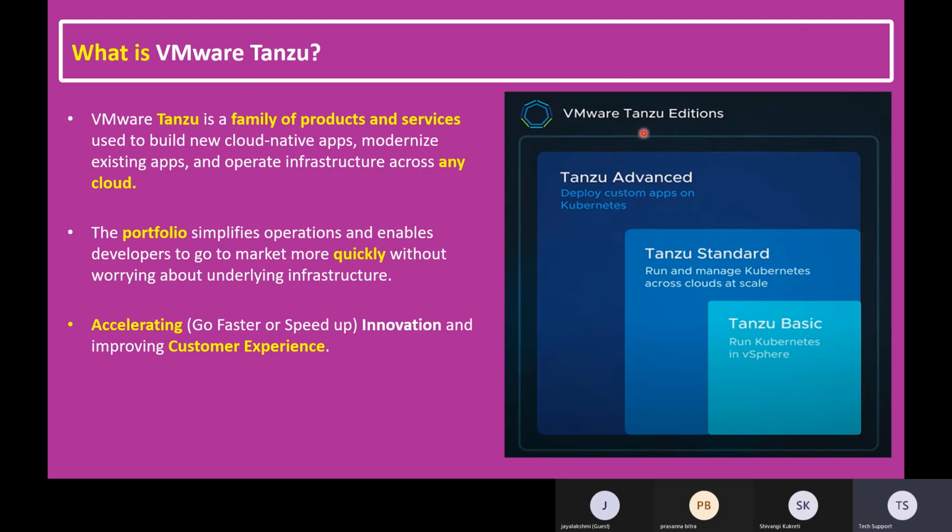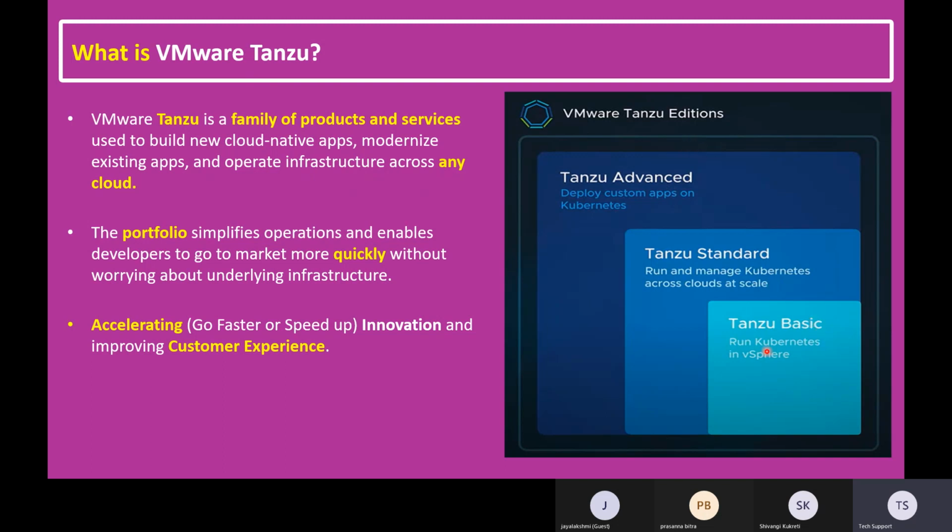But in Tanzu, we have three types of editions available at present. Earlier, VMware released a Tanzu Enterprise edition also, but somehow they revoked it. But as of today, three editions are available: Tanzu Basic, Tanzu Standard, and Tanzu Advanced. Same as our ESX, vSphere or vCenter licenses, Standard and Advanced, Tanzu also has three editions.